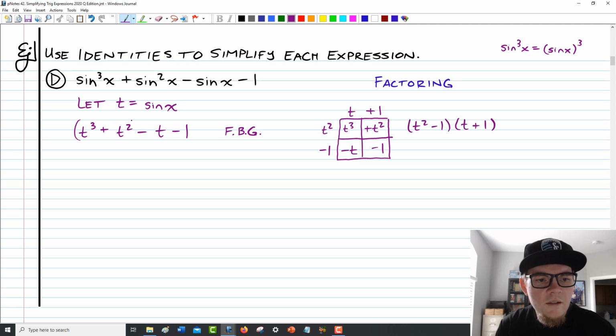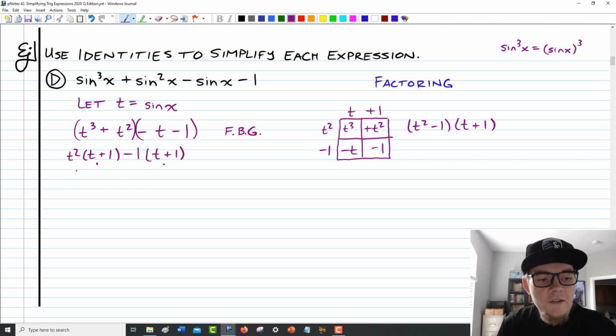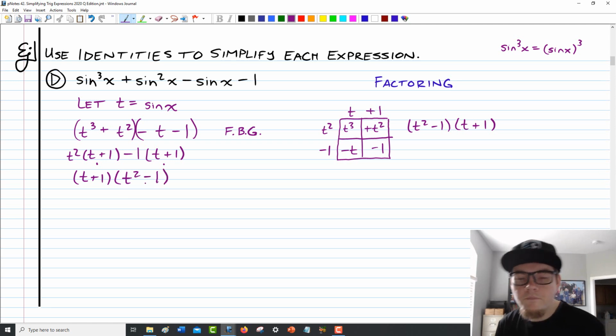Now, if we were going to use the pure grouping strategy, what I would do is I'd pull out a GCF from each of those expressions. Sorry, it should be minus 1, t plus 1. I would next observe that this has a GCF of t plus 1, and I could factor that out and rewrite this expression as t plus 1 times t squared minus 1.